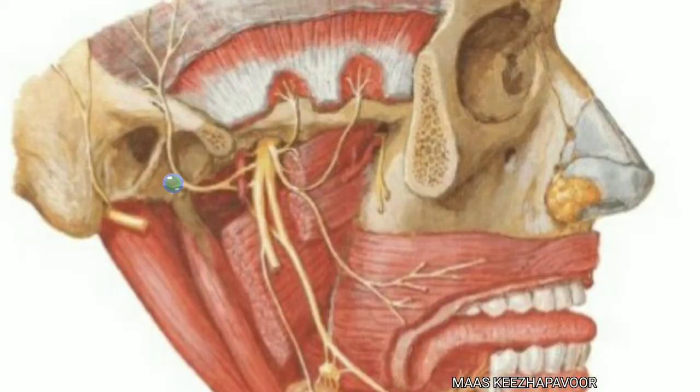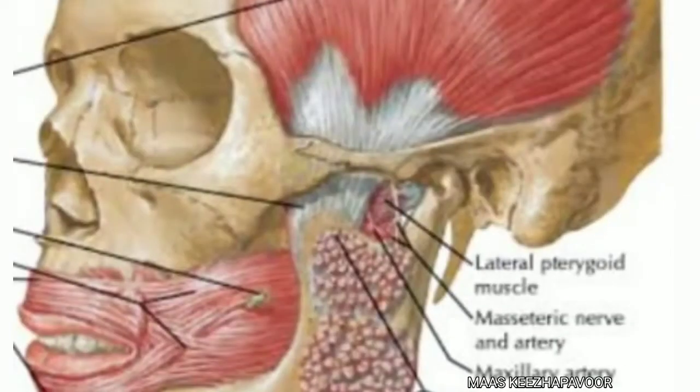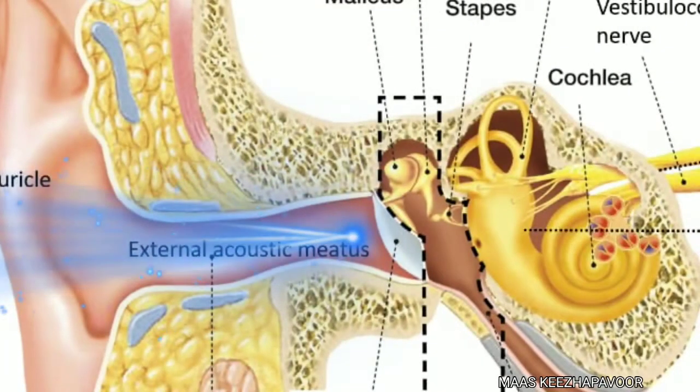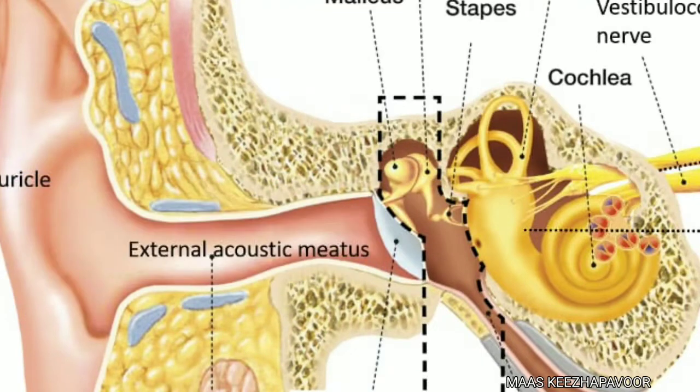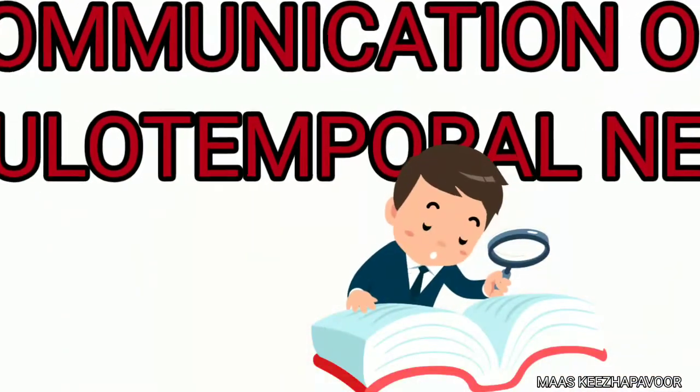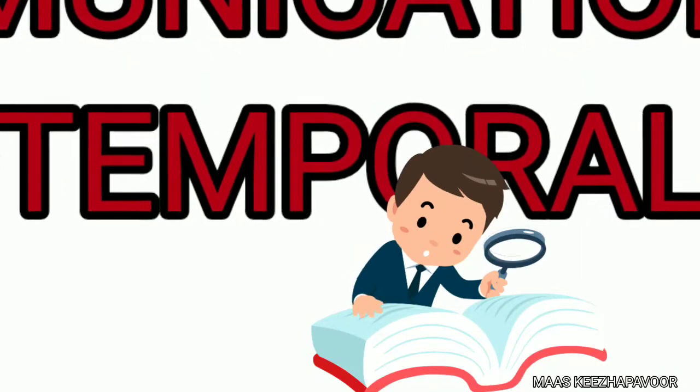The auriculotemporal nerve gives articular branch to temporomandibular joint. Hope you remember the other nerve supplying the joint. Yes, it is masseteric nerve. The external acoustic meatus and also external surface of tympanic membrane receive innervation from auriculotemporal nerve. What are the communications of auriculotemporal nerve?